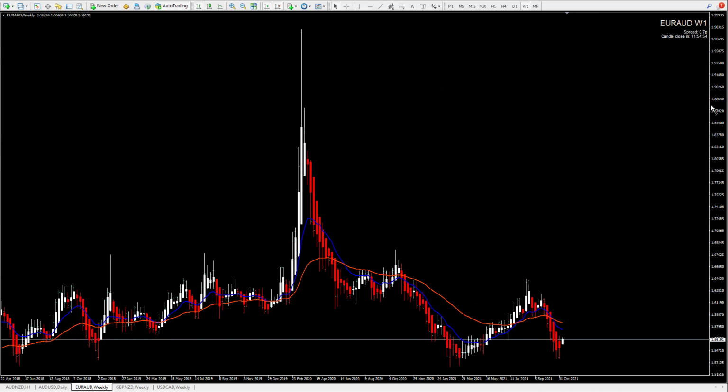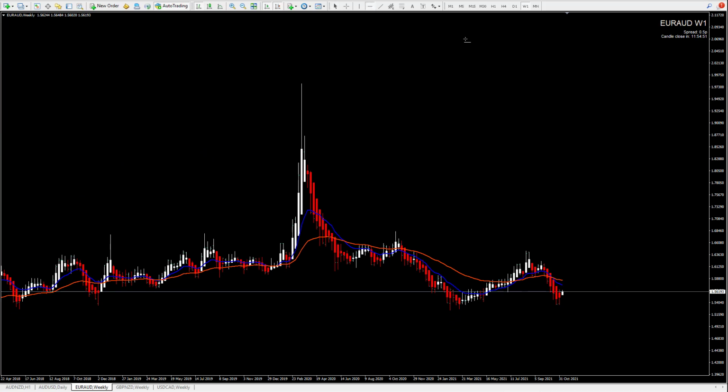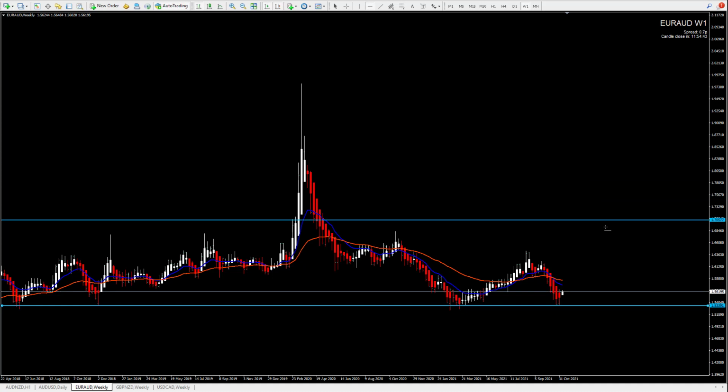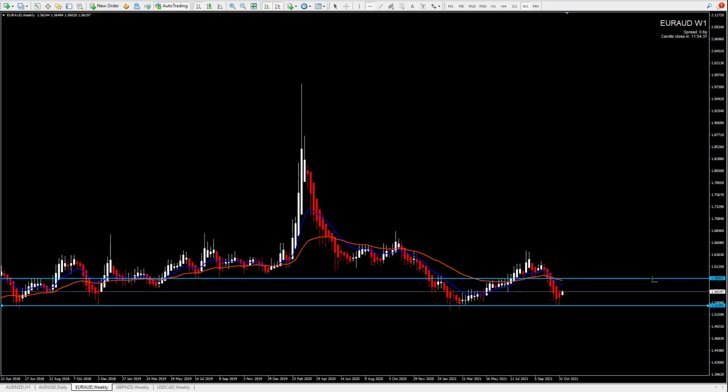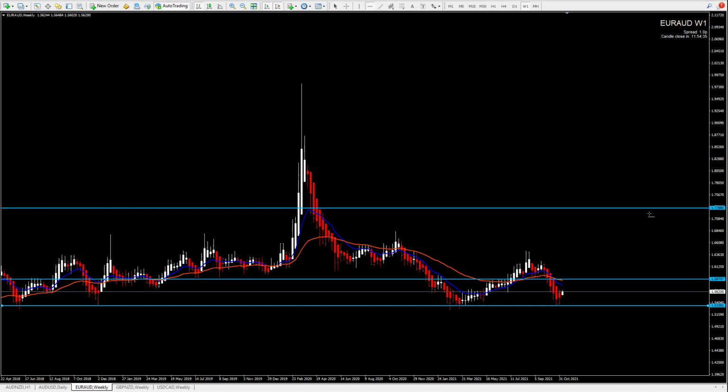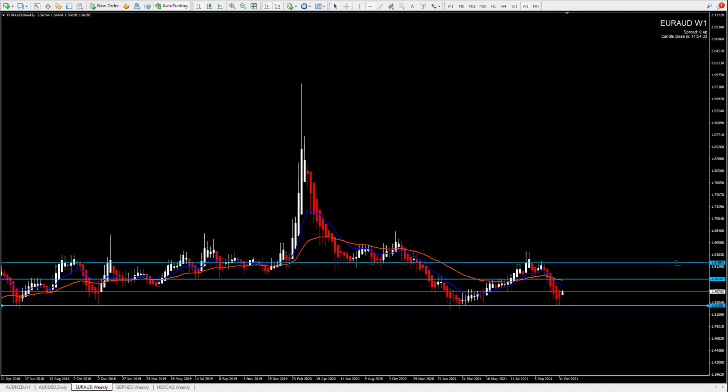Euro Aussie, what we have: price reacted a little bit around this support zone. We see this is like a weekly support. Where is our resistance area on the weekly chart? It will be somewhere around this zone, and the next one is higher, will be here. Yeah, so this is what we have right now.